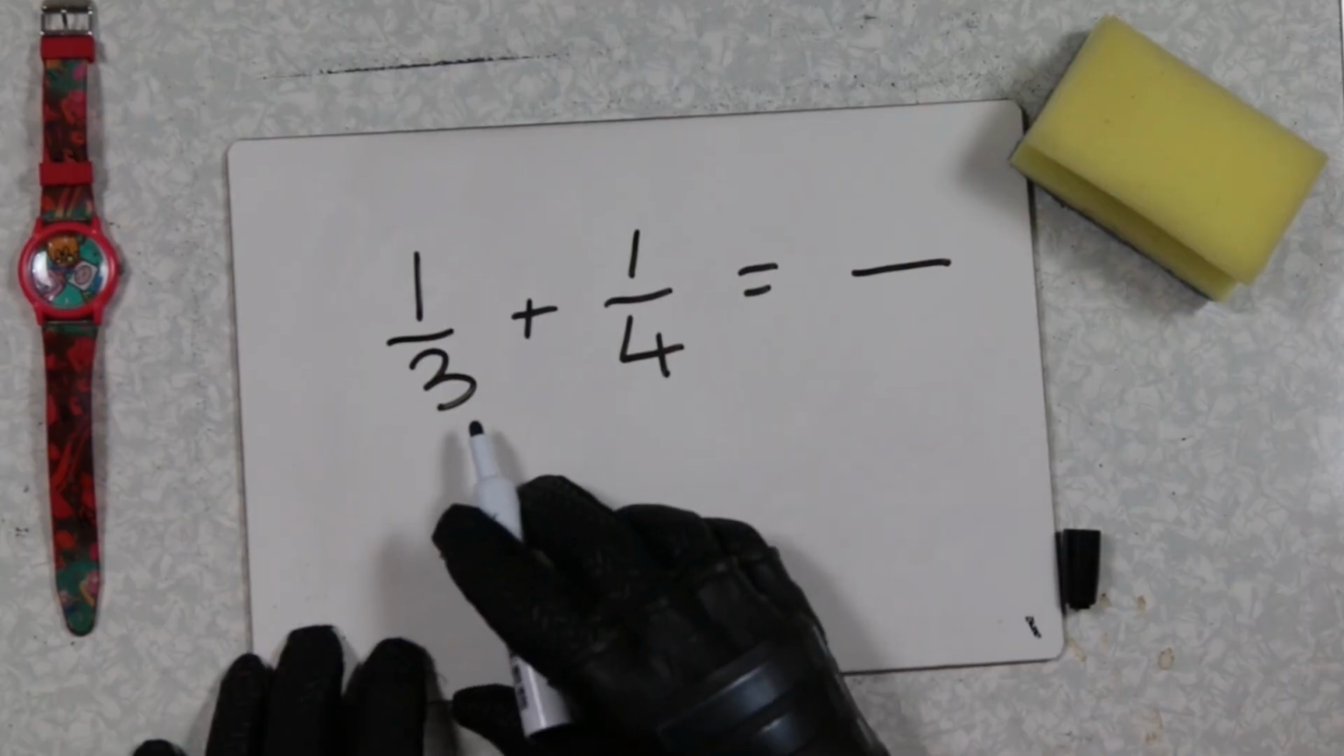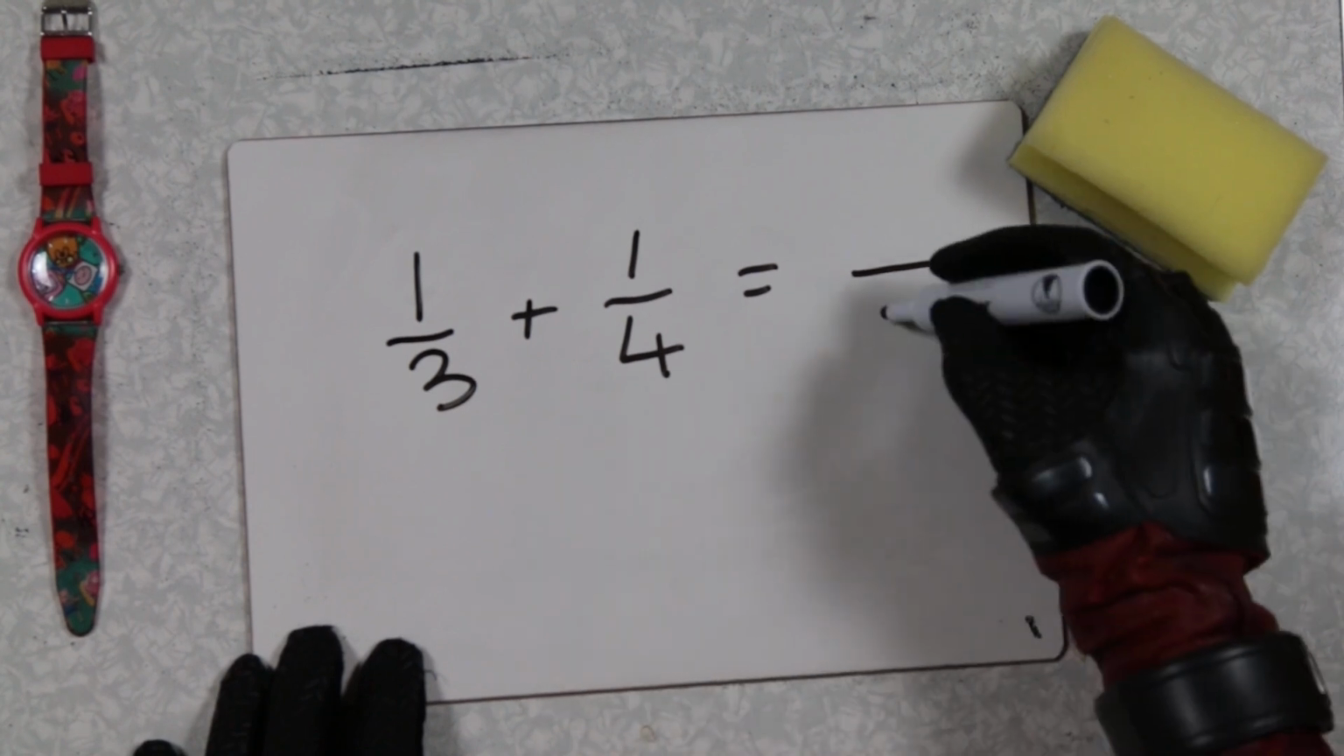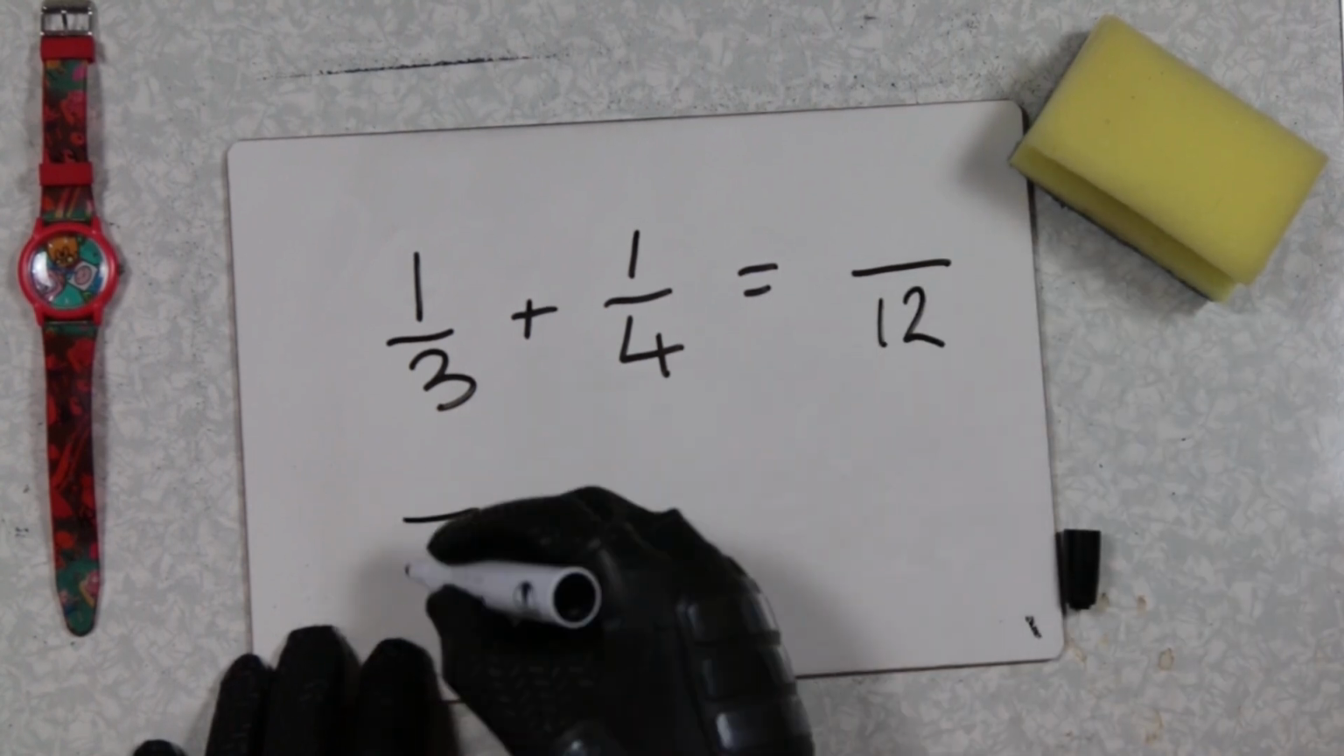Well, 1 times 3 is 3, 2 3s is 6, then 9, then 12. Oh, 4 times 3 is 12. So our lowest common denominator is going to be 12.